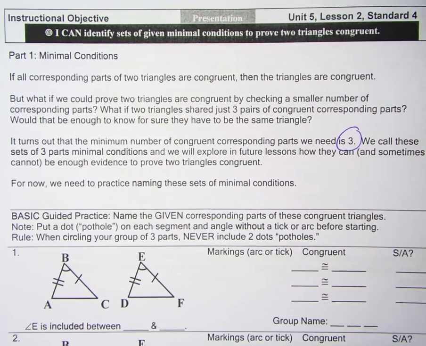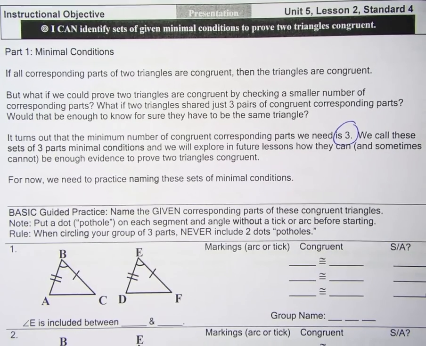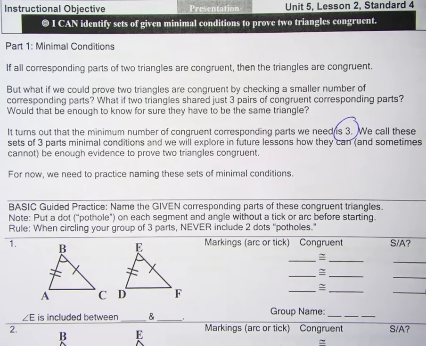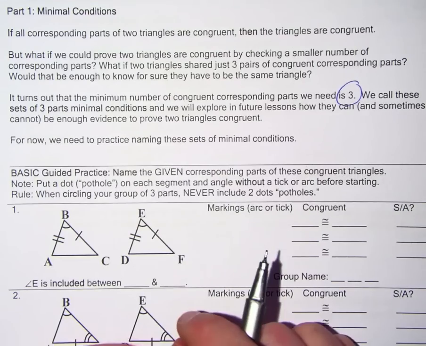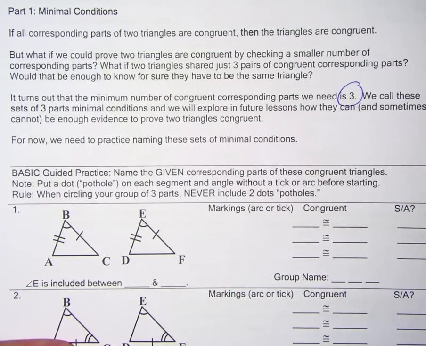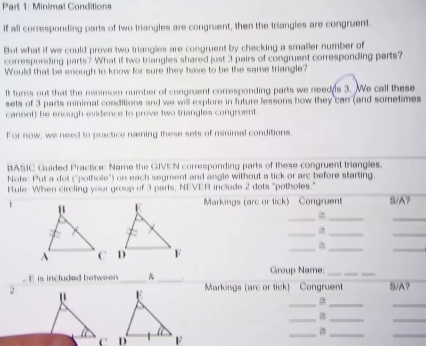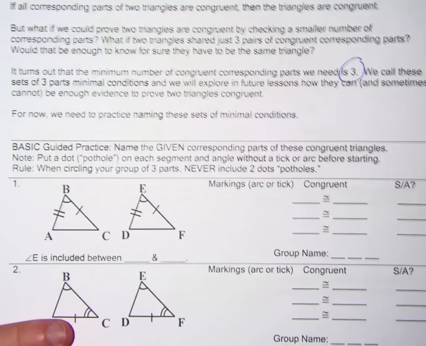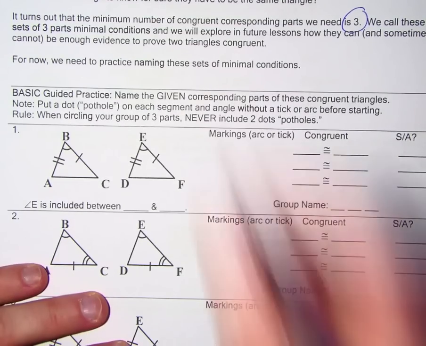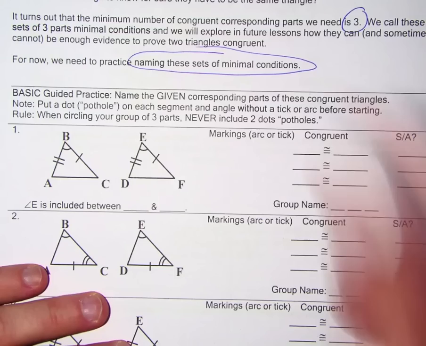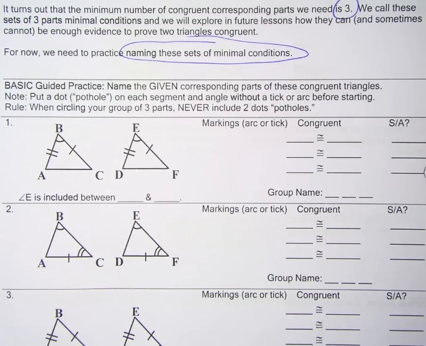Sometimes if you just have 3 parts in common, then you can actually only make one kind of triangle, so the two triangles that have those parts have to be congruent. We're going to worry about exploring those later. For right now, we just have to practice identifying the set of minimal conditions we have in front of us. So we want to say, how do we name them? Everything will make sense, particularly in the next lesson when it all comes together.